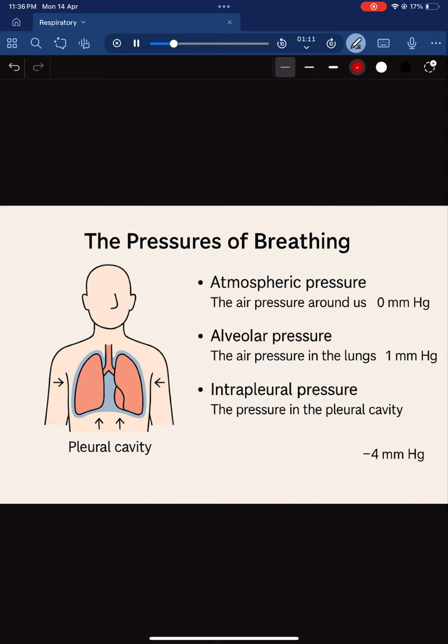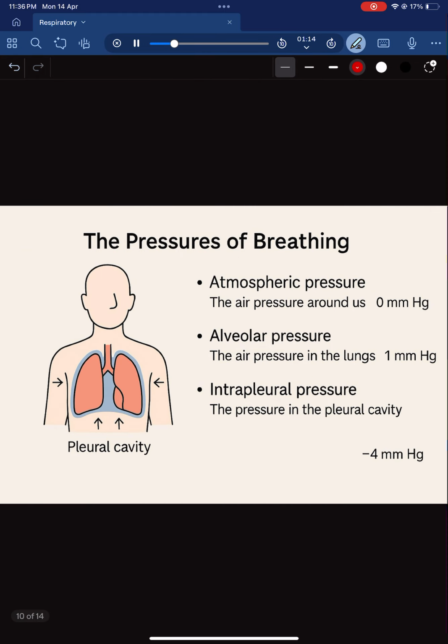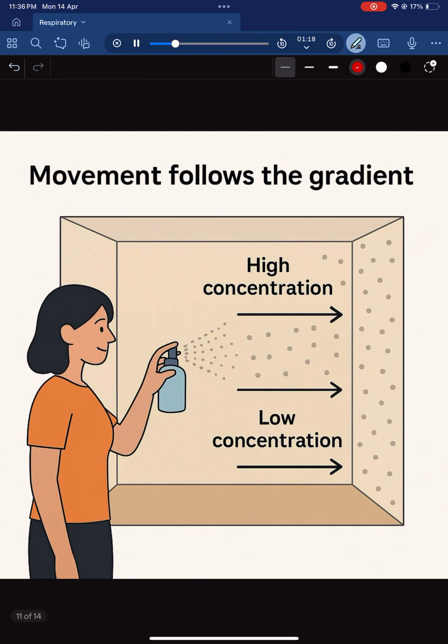Let me give you a simple example. Perfume. Imagine you spray perfume in one corner of the room. At first, the smell is very strong in that area, high concentration. But after a minute or two, the smell spreads across the whole room. Why? Because particles always move from where there is more to where there is less, until everything evens out. That's the same with air, and it's the same with gases like oxygen and CO2. It's called a gradient, and the body uses it all the time.